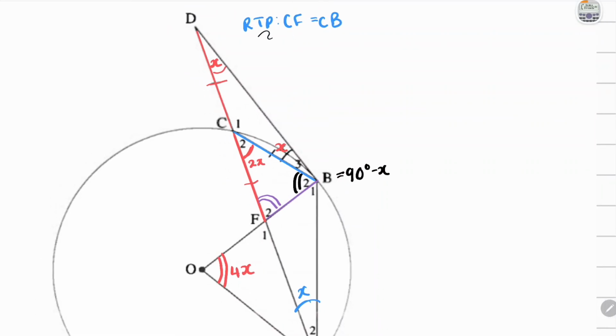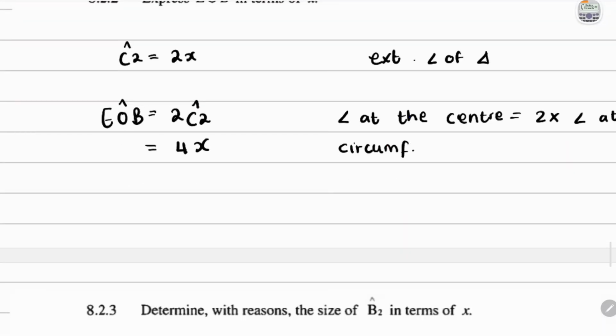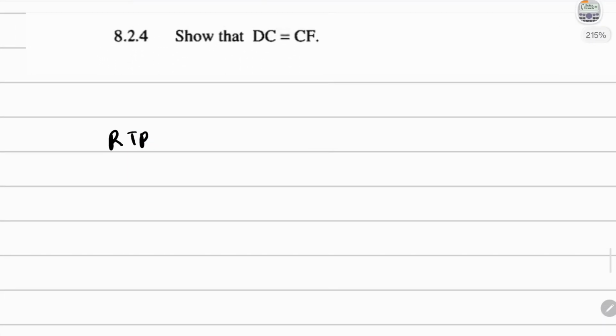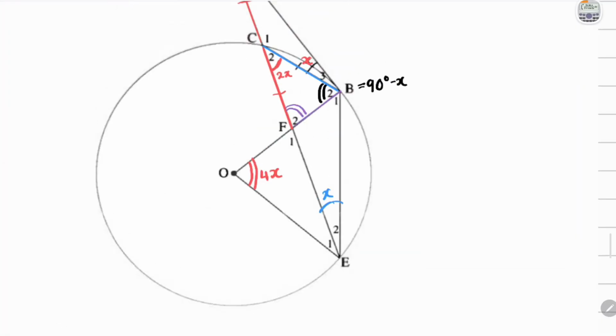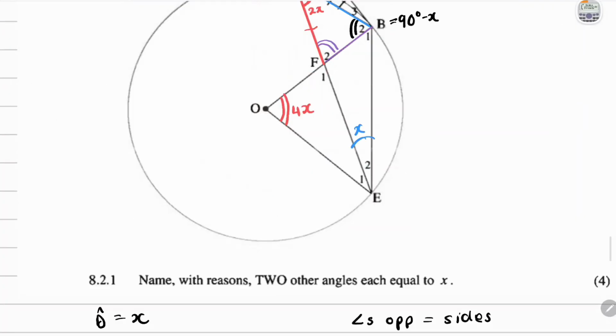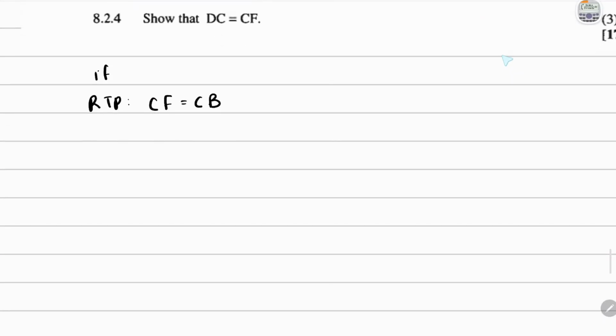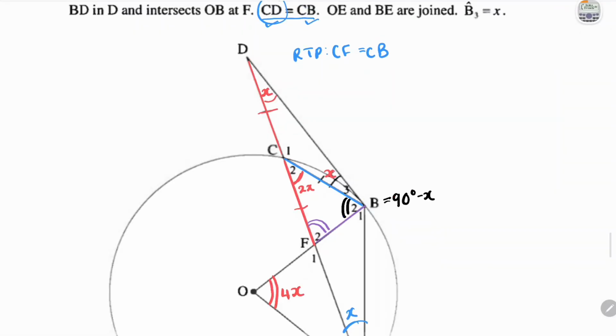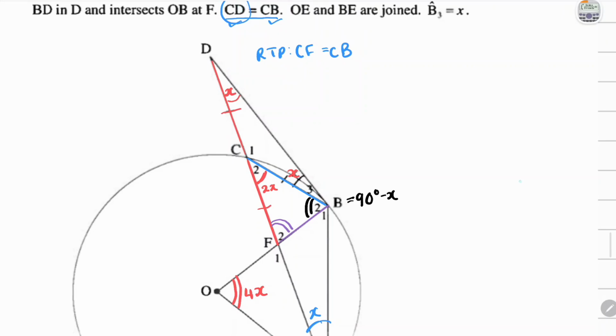So let me just write down what we have so far. We're trying to prove that CF is equal to CB, and this will really help our case. We're required to prove that CF equals CB because we already knew that these two were initially equal: CD was equal to CB. And now we're just trying to find that angle F2. So how can we find angle F2?